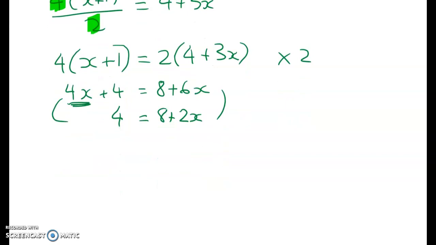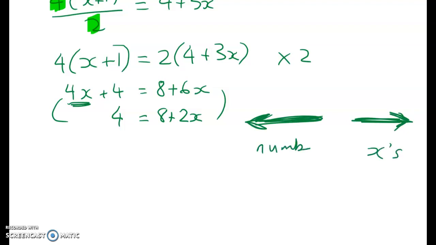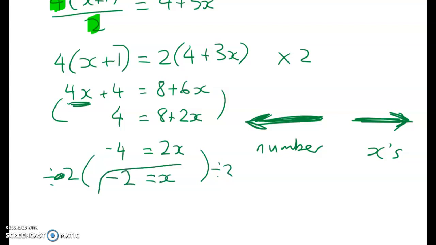Remember, when I'm working with x on both sides, I want to get numbers to one side and x's to the other side. So in this one here, we're going to have negative 4 is equal to 2x. The last step is going to be to divide by 2, and we get negative 2 is equal to x. Obviously exactly the same as we got when we did it the more efficient way.